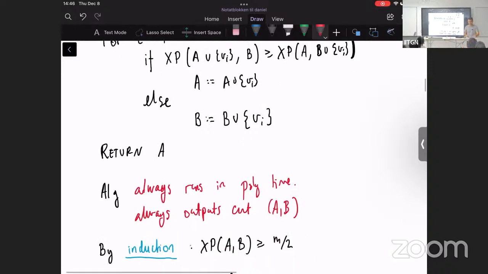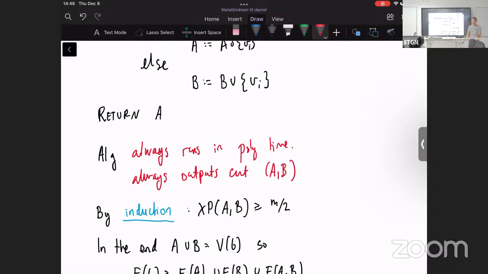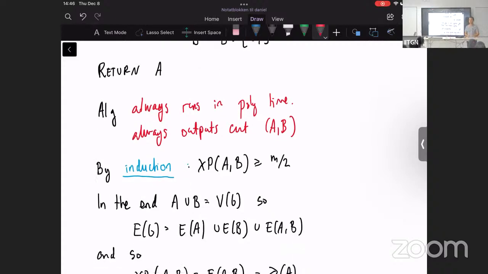So here's an algorithm that always runs in polynomial time, always outputs a cut AB, and just by induction, in the end, the conditional expectation of the size of the cut AB is at least M/2. But there is no conditional expectation at the end, because the cut AB has no randomness. You've decided for all the vertices whether they go in the set or not.